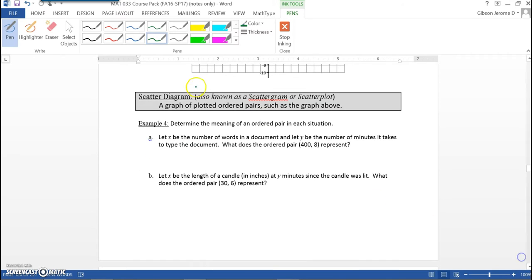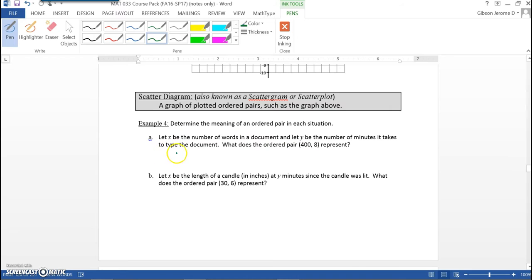Okay, now we come here to the scatter diagram, also known as a scattergram or scatter plot. A graph of plotted ordered pairs such as the graph above. Example 4, determine the meaning of an ordered pair in each situation. Let X be the number of words in a document and let Y be the number of minutes it takes to type the document. What does the ordered pair (400, 8) mean? Now remember, X, which is the 400, is the words in the document. And 8, which is represented by the Y, is how many minutes it takes to type those 400 words.